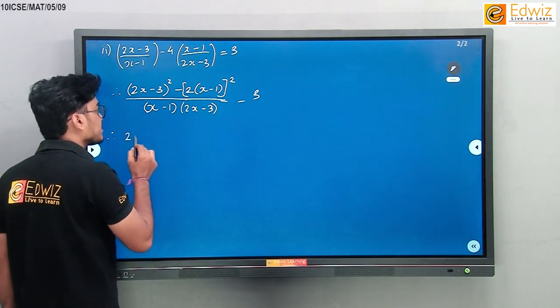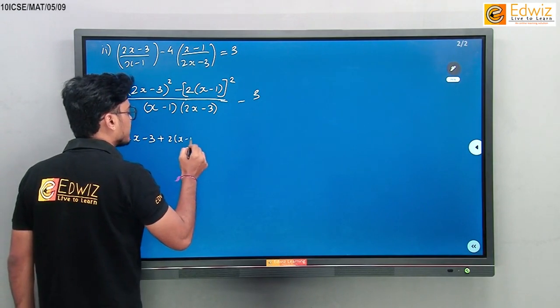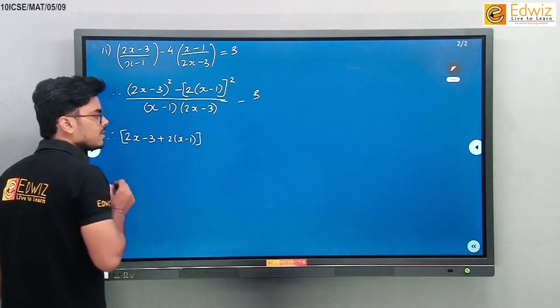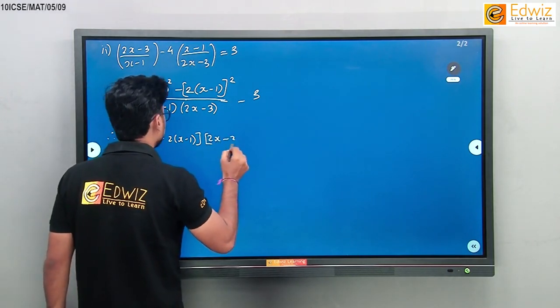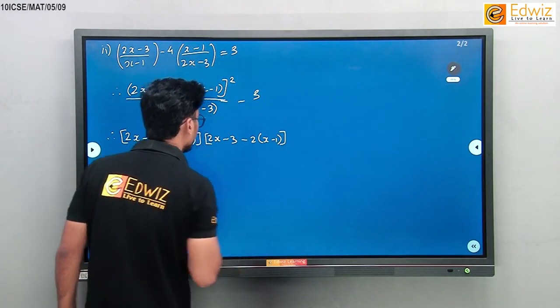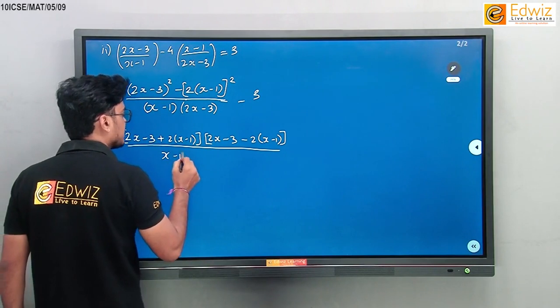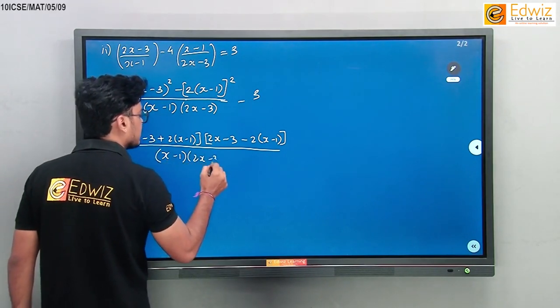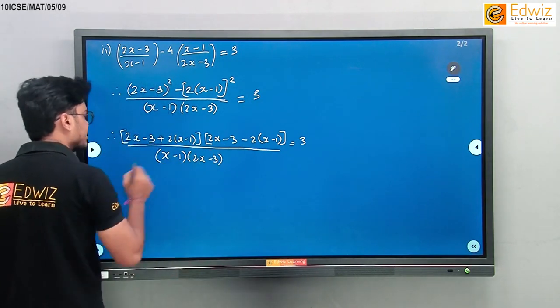So we will write this as 2x minus 3 plus 2 into x minus 1. We are adding ones, and multiplied by, the second bracket will be 2x minus 3 minus 2 multiplied by x minus 1. Okay, a plus b, a minus b, divided by x minus 1 into 2x minus 3 equals to 3. Okay, now let us solve these two brackets.